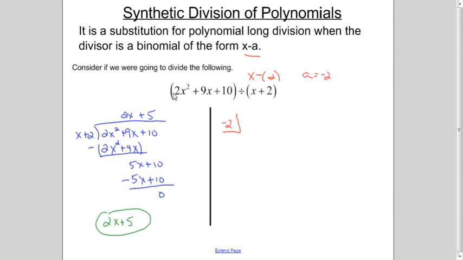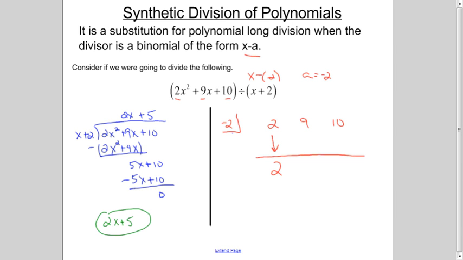Then I'm going to take the coefficients in this expression and set them up in a row: 2, 9, and 10. Then I'm going to leave a little space and draw a line. Now this is where the magic starts, so try to follow this. First thing you do is pull down the 2 below the line.